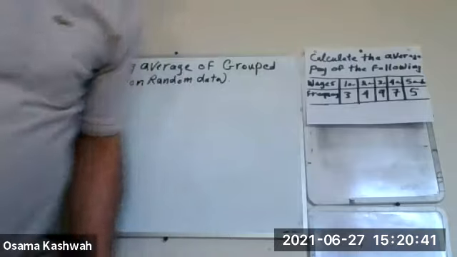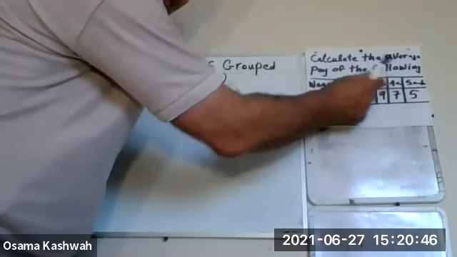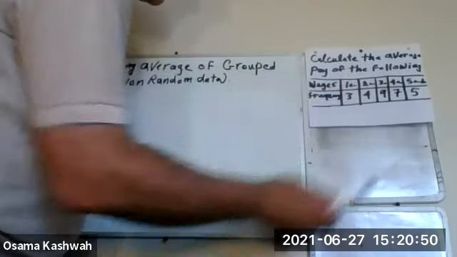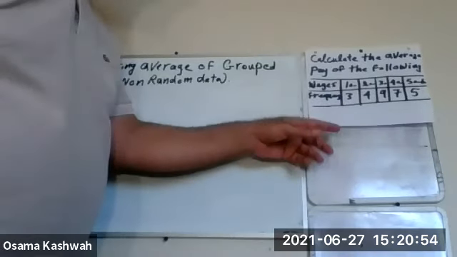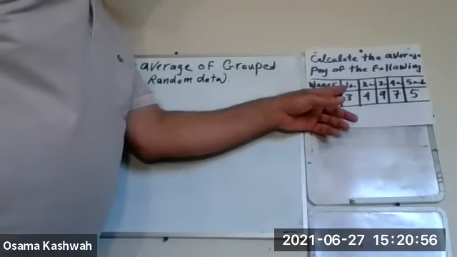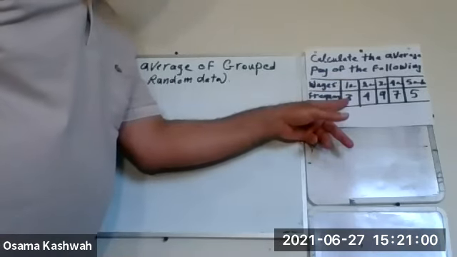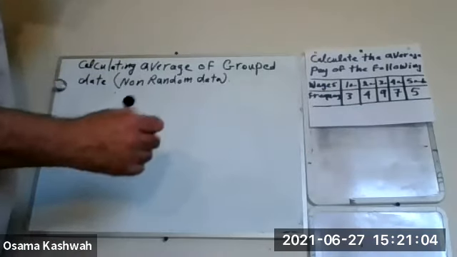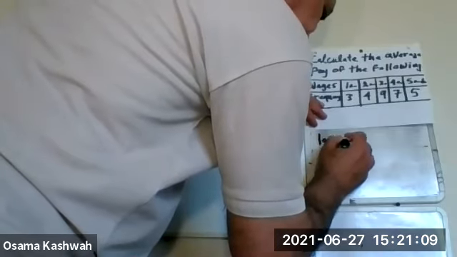What is the example saying? Calculate the average pay of the following. As an example, we have a factory and people are taking pays, for instance from $10 to $20. We found 3 persons taking between $10 and $20. I found that 10 to 20.